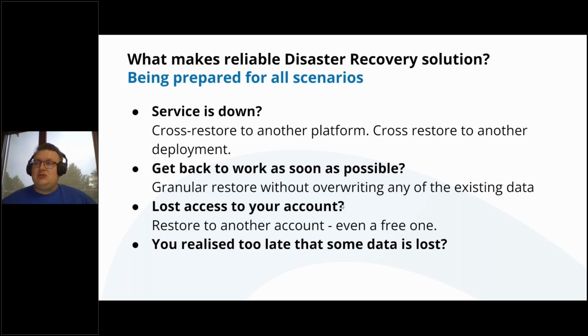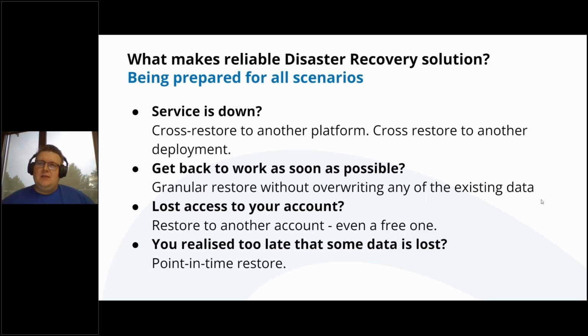Sometimes we realize too late that some data is lost. Be able to make a so-called point-in-time restore. So enable yourself to come back in time as much as possible, and restore data from 2 weeks ago, 3 weeks ago, 3 months ago. This is also important for ransomware protection, because if we have an incident where your code base is infected, typically the attack doesn't occur immediately. It occurs 3 months later, 6 months later.